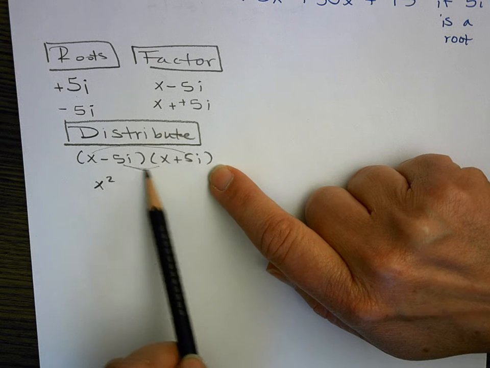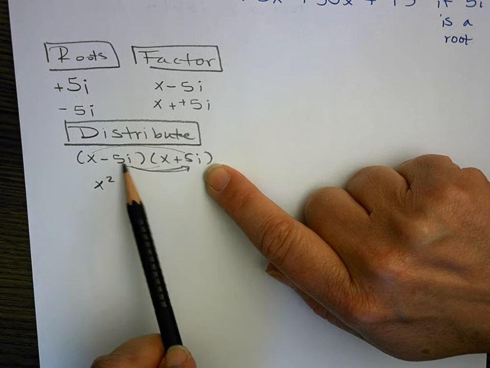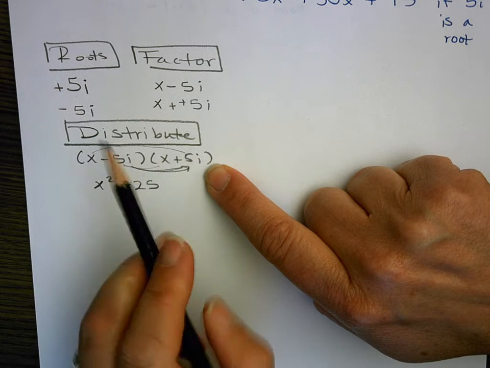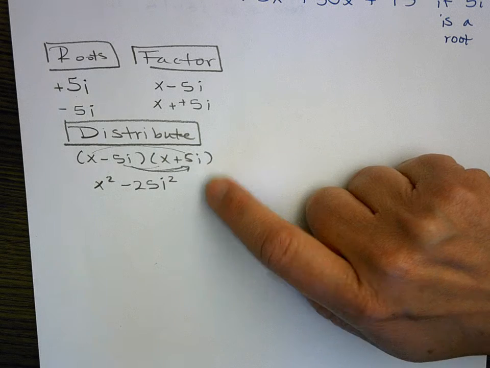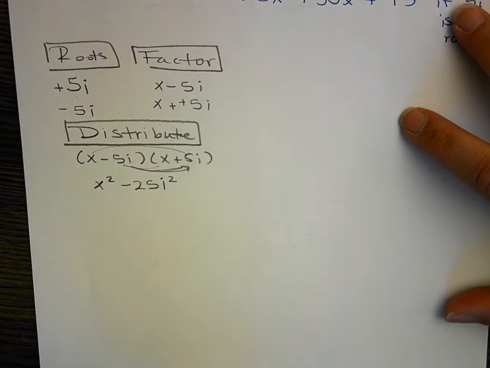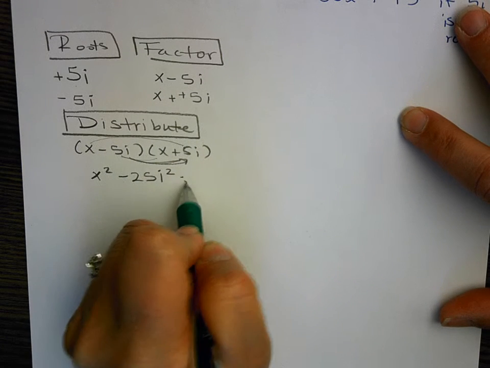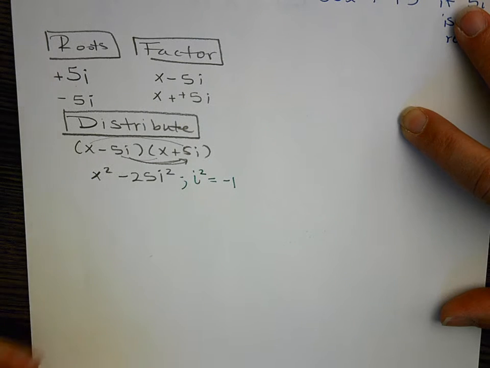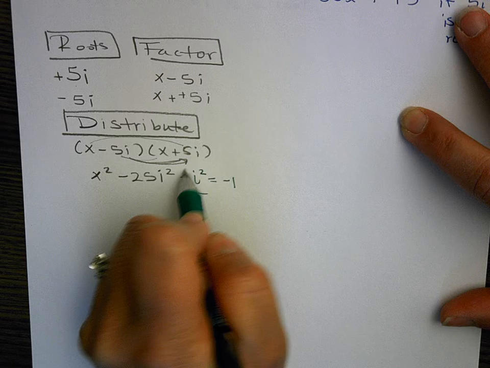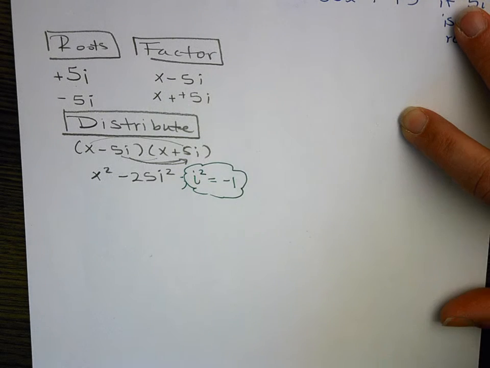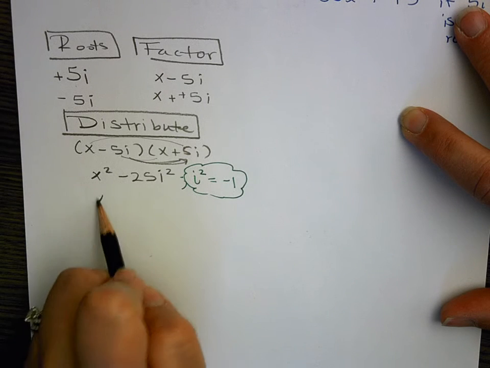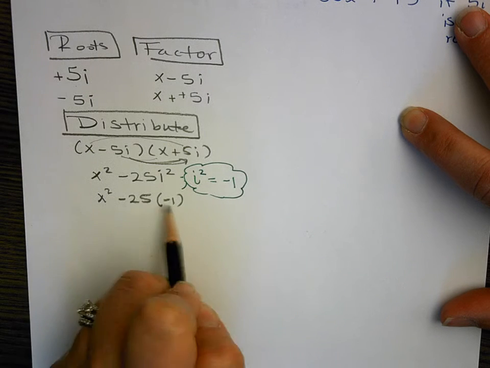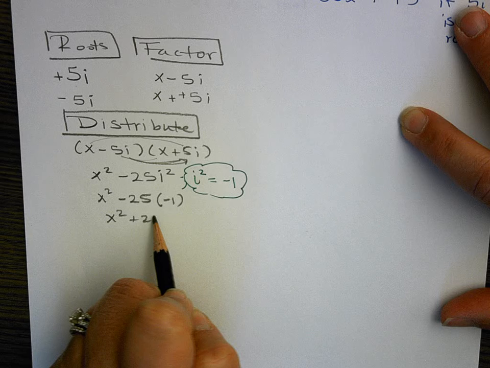So I don't need to write that down because I know they're going to turn to 0. And now I just need to multiply my last terms together. So negative 5 times positive 5 is negative 25. And then i times itself would be i squared. And one of the things that we need to remember is i squared is equal to negative 1. So then that's being multiplied, right? So that means I would have x squared minus 25 times negative 1 instead of i squared. And then that double negative gives me the positive.